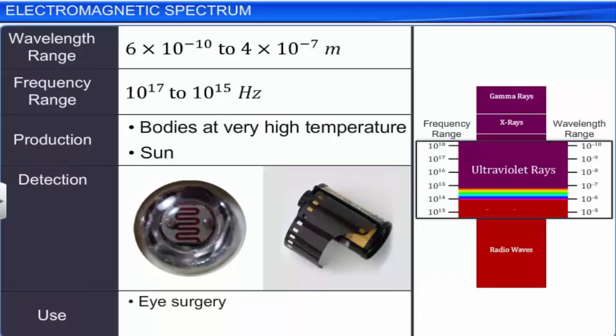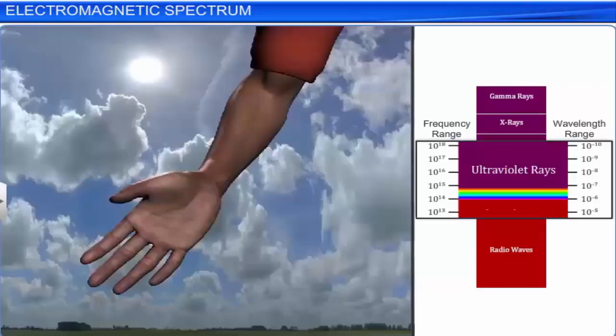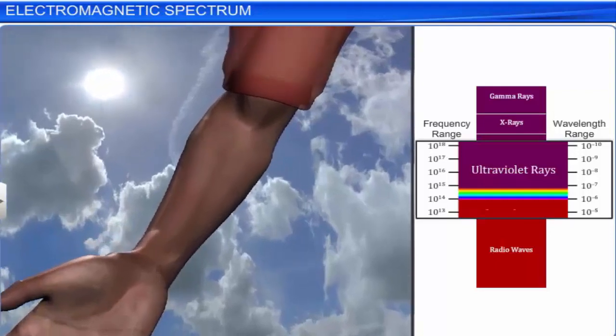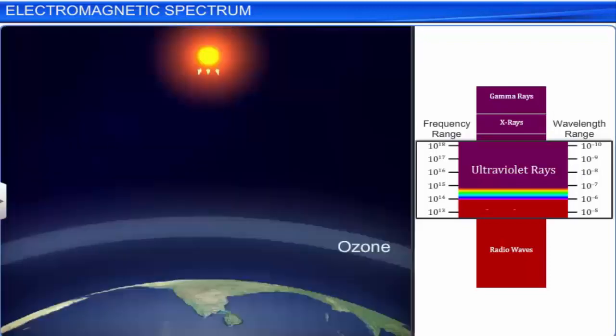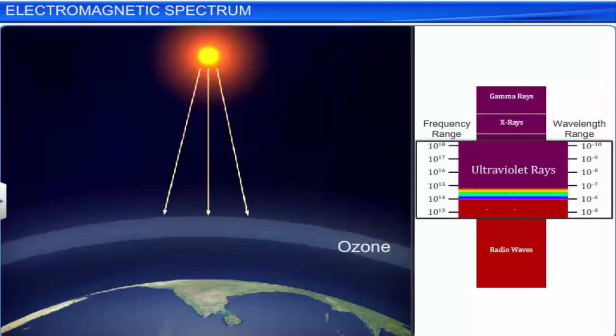Exposure to large amounts of ultraviolet radiation causes some harmful effects on humans. It causes skin burn or skin tanning by producing more melanin. But most of the ultraviolet radiations from the Sun are absorbed by the ozone layer in the atmosphere. Thus, the depletion of the ozone layer due to chlorofluorocarbons should be prevented.